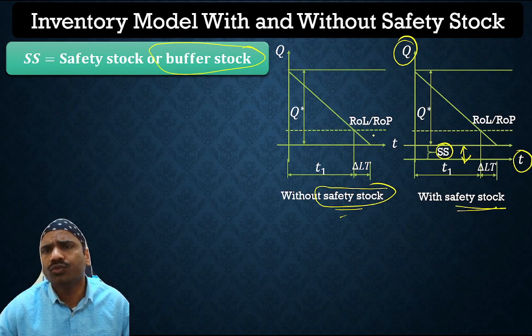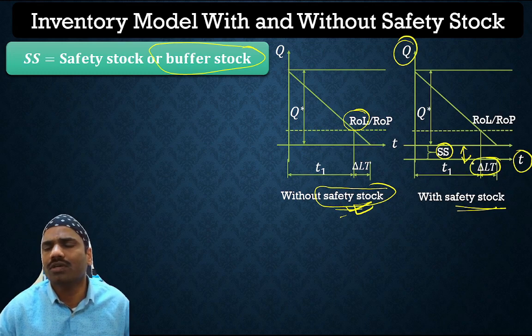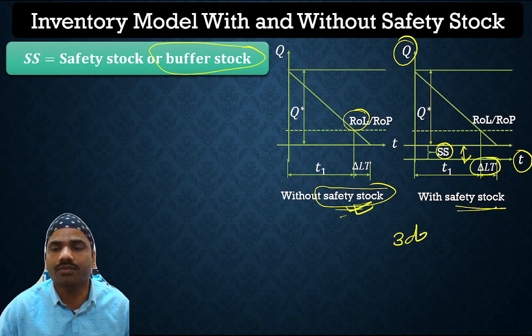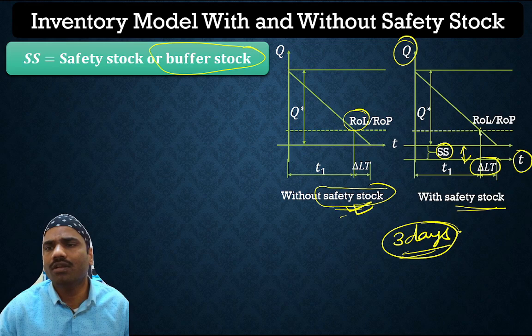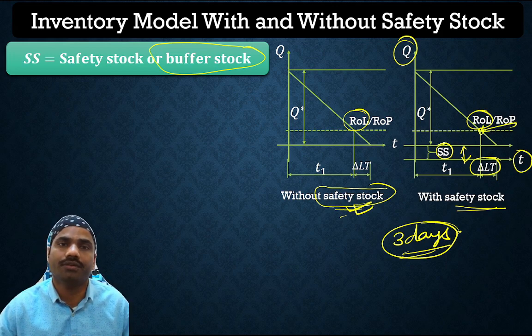So we have three new terms over here: reorder level, safety stock, and lead time. We have talked about what lead time is. If you place an order today and get the order after 3 days, then these 3 days are your lead time. So this is the concept of lead time. Reorder level means that at some point you have to place the order so that you can get the delivery on time. That level is the reorder level, or you can say that point is the reorder point.